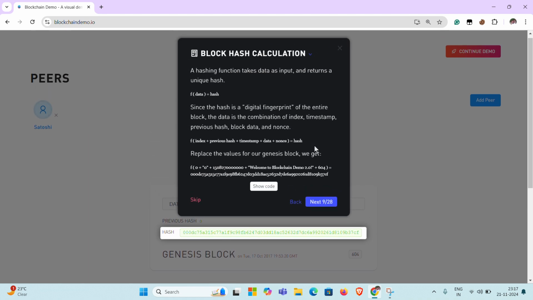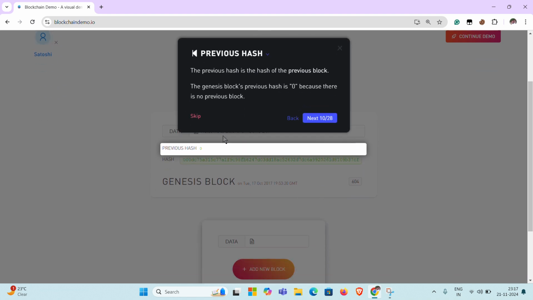Next one, blockchain hash calculation. So many hash algorithms are there, and we need to use one based on the requirement. In most cases, it is SHA-256. Next one, the previous hash value. Like a linked list maintains the previous address, every block maintains the previous block's hash value.